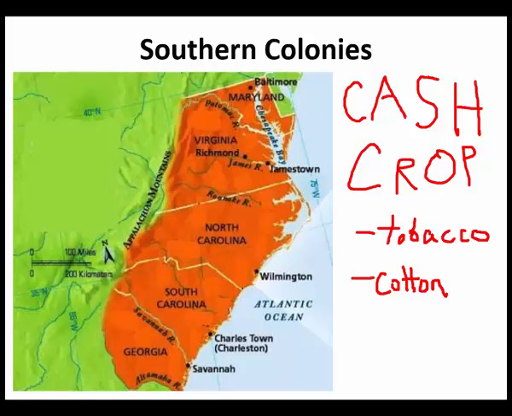And then in the South, it's all about profits, and that's why the nickname cash crop is given to tobacco and cotton. So early, it's tobacco. After the invention of the cotton gin in the early 1800s, you'll see an explosion of the production of cotton as well. But this is really all that I want you studying for your geography test that will be coming up soon.